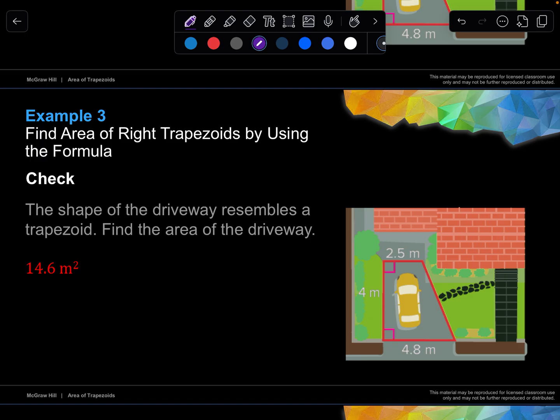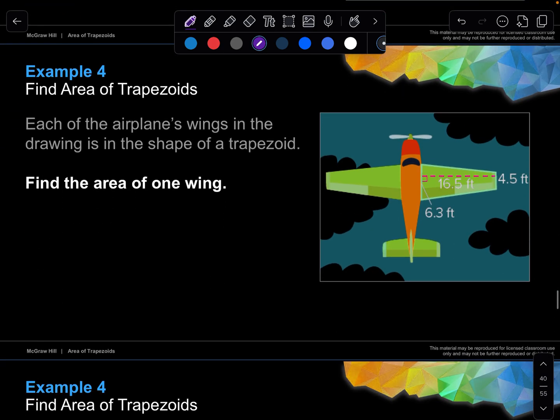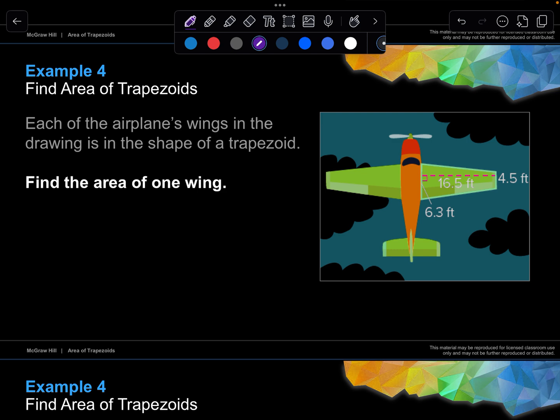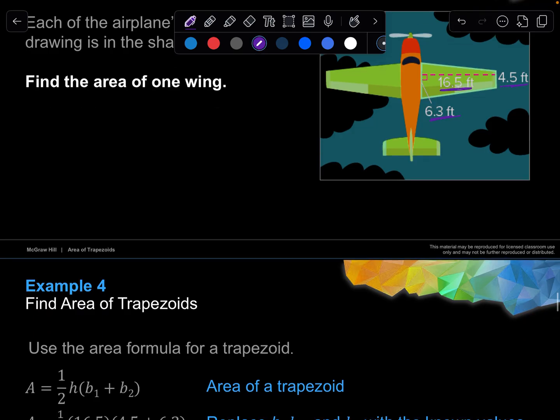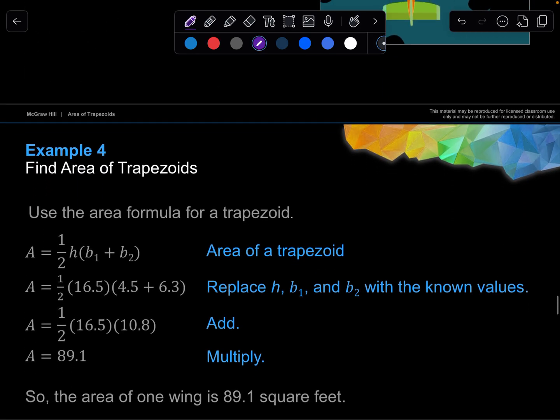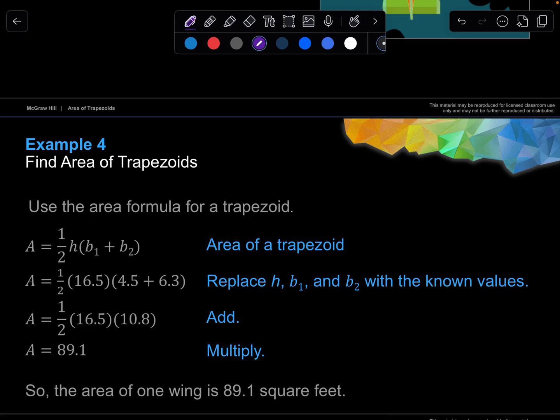Alright, moving on to page 457 of your book. We're going to find the area of the airplane wings, which is in the shape of a trapezoid. You can tell that the height is 16.5. The two bases are 4.5 and 6.3 feet. Again, I just put this into my formula. Half times 16.5 times 4.5 plus 6.3, which gives me 89.1 square feet.